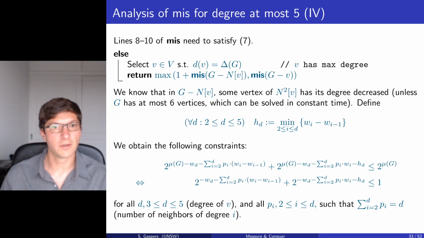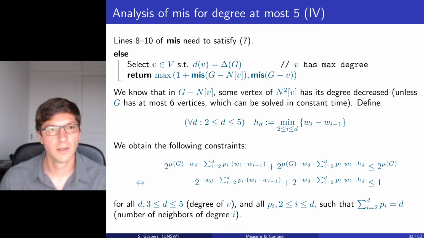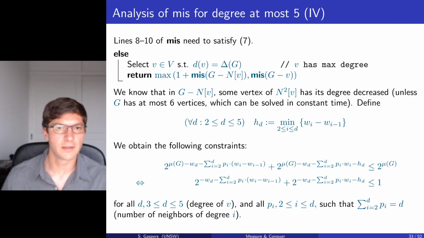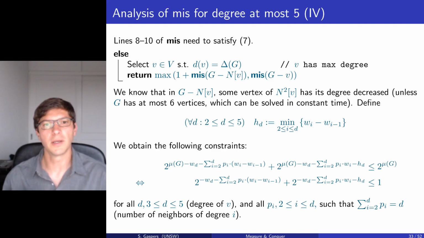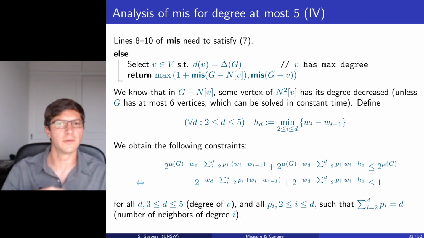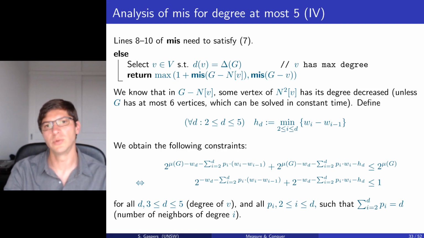Okay, so next we have our branching rule. So our algorithm selects a vertex with largest degree, and it either adds it to the independent set or it discards it from the graph. So when it adds the vertex to the independent set, the vertex and its neighbors disappear, and then the vertices in the second neighborhood have their degrees decreased.